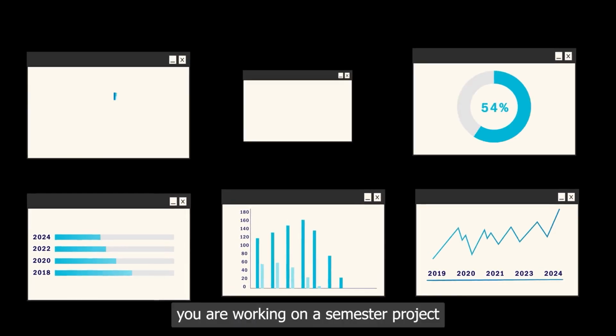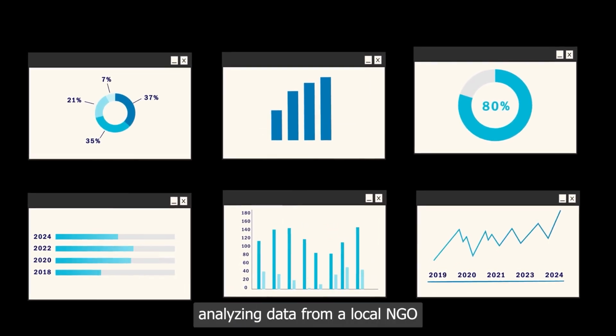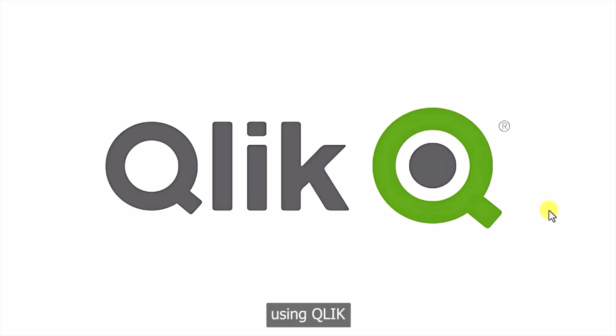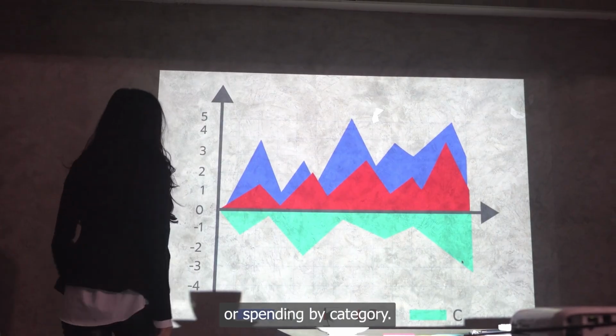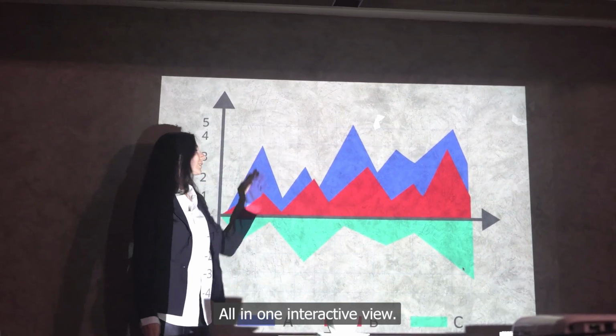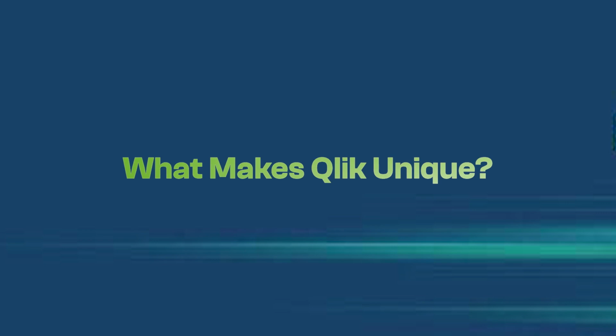Now imagine you are working on a semester project, analyzing data from a local NGO. Using Qlik, you could build a dashboard that shows donations by month, donors by location, or spending by category, all in one interactive view. What makes Qlik unique?